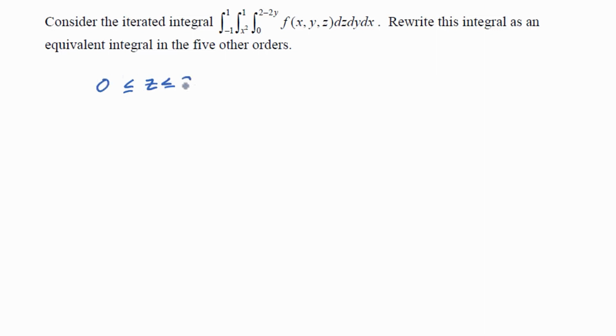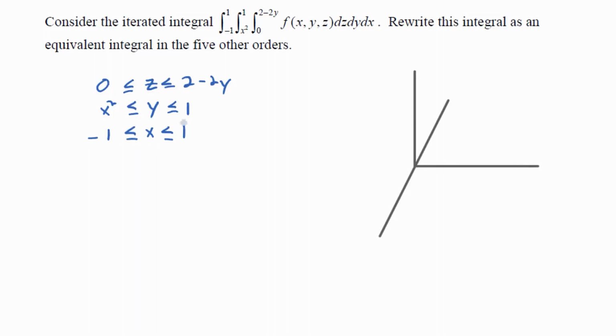0 and 2 minus 2y, from the inner limits of integration. Can you tell me what y lies between? So x squared and 1, and then x must lie between -1 and 1. From this information, we should be able to get the solid Q that we're integrating over. So this will be positive x, positive y, positive z.